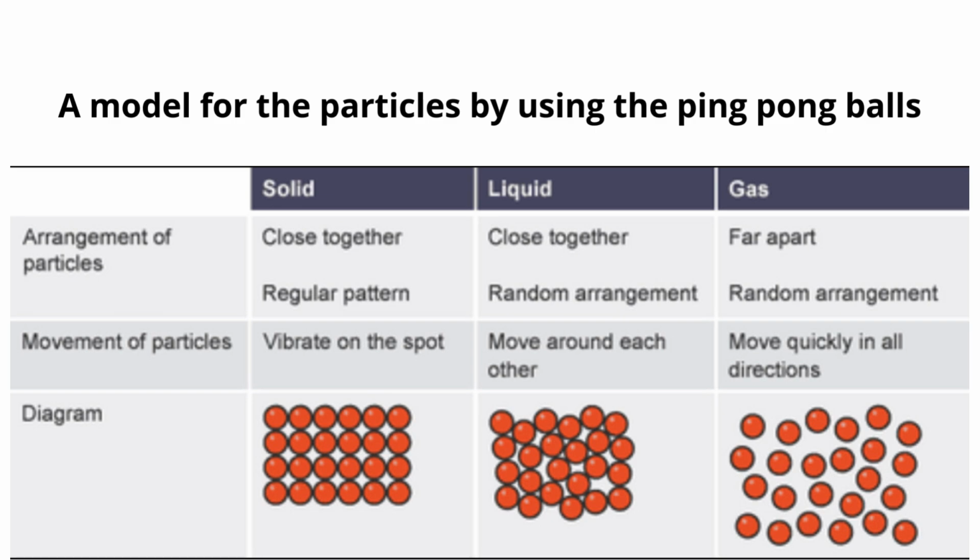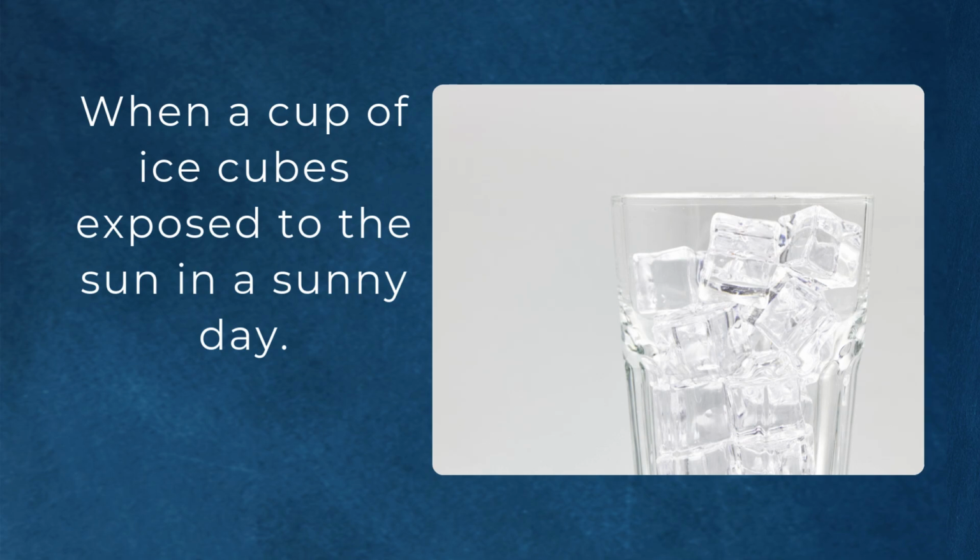Now we saw how the particles in the solid state, liquid state, and gas state, and we made models for these particles by using the ping pong balls. Now let us see this. If we have a cup of ice cubes and we expose this cup to the sun on a sunny day, on a hot day, what will happen?